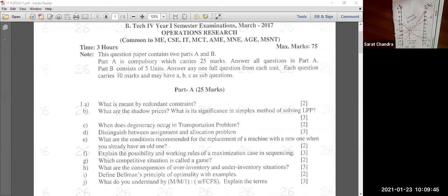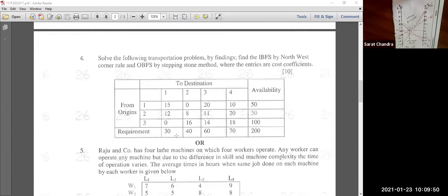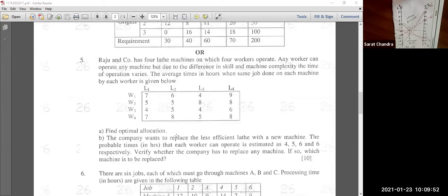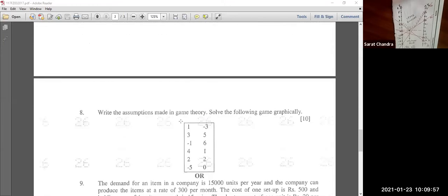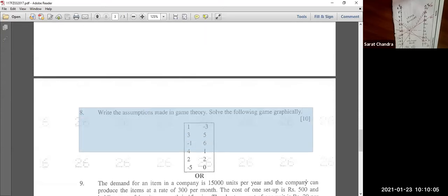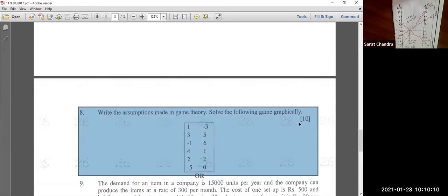Okay, so we will go to the long question, part B. There I will show you the problem. Yeah, right. Question number 8. You see this question. This question is from theory of game. How much mark is it? It is for 10 marks. Okay, and how many columns? 1, 2. 2 columns we have, and the number of rows we have.